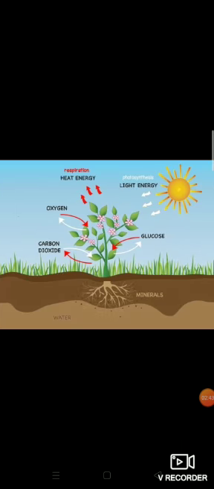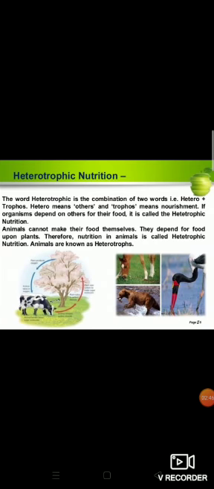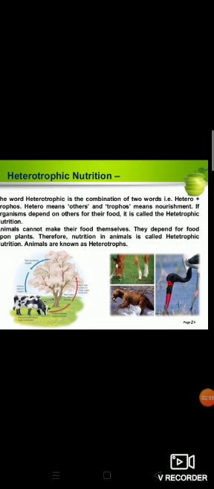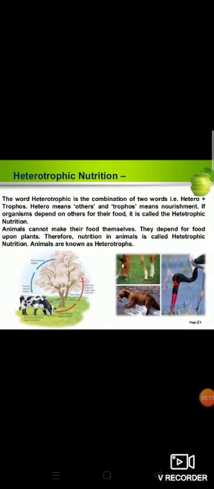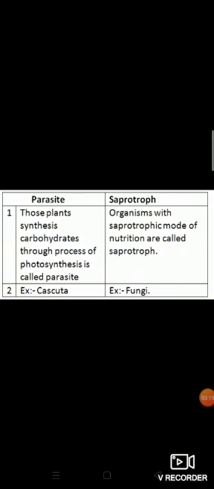Now let's move to another type of nutrition, that is heterotrophic nutrition. Here hetero means different and trophic refers to food. The organisms that obtain their food from other organisms are called heterotrophs, and this process of obtaining food is called heterotrophic nutrition. Now according to this mode of nutrition, heterotrophic plants are classified into the following types: parasitic plants, saprophytic plants, symbiotic plants and insectivorous plants. Now let us discuss first parasites and saprophytes.